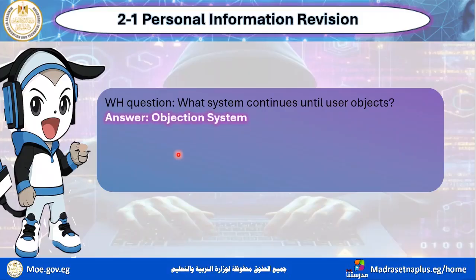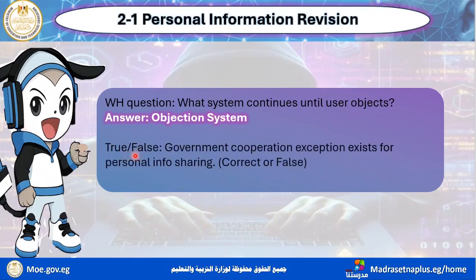A WH question. So, what system continues until user objects? It's objection system. Objection system. True or false? Government cooperation exception exists for personal information sharing. And it's correct, of course.